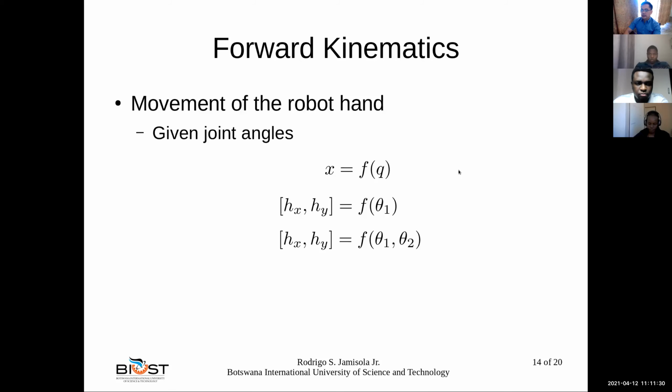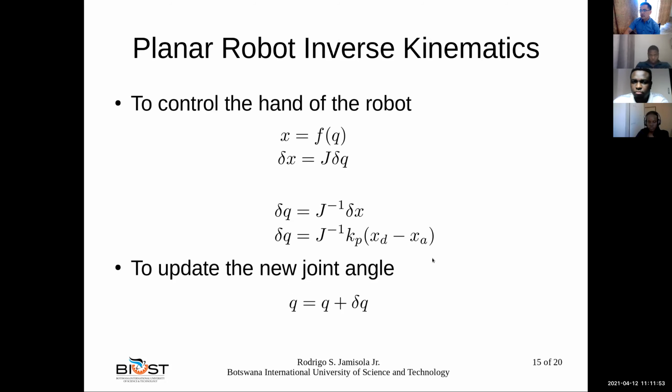To do that, this is the forward kinematics that we just drew, where you have Q, where Q can be theta 1, theta 2, or theta 1 only for a one-link robot, and then the hand position HX and HY. If there are 2 inputs, theta 1 and theta 2, you can compute the hand position HX and HY. Now we go to inverse kinematics, which we partly discussed in the previous meeting. Again, you have to control the hand of the robot. The forward kinematics takes the input of joint values and computes the hand position.